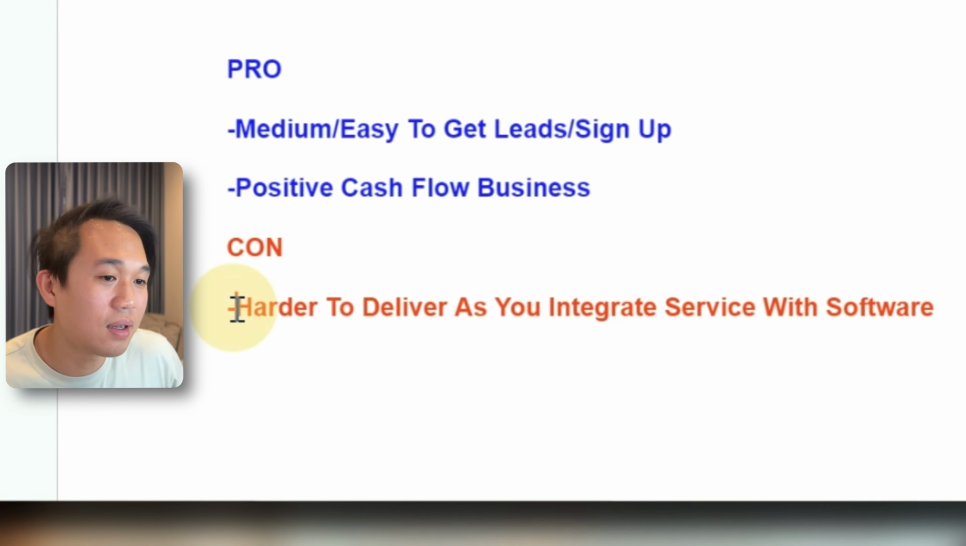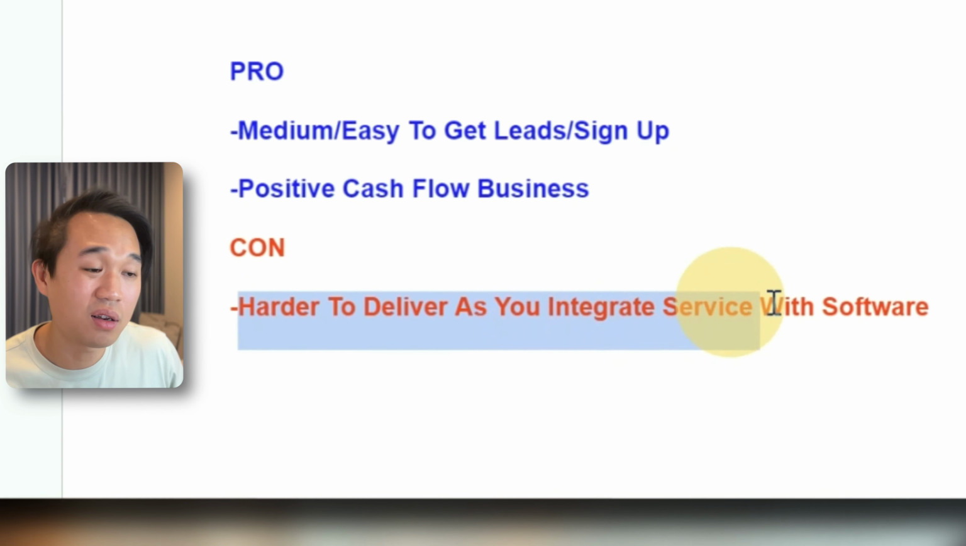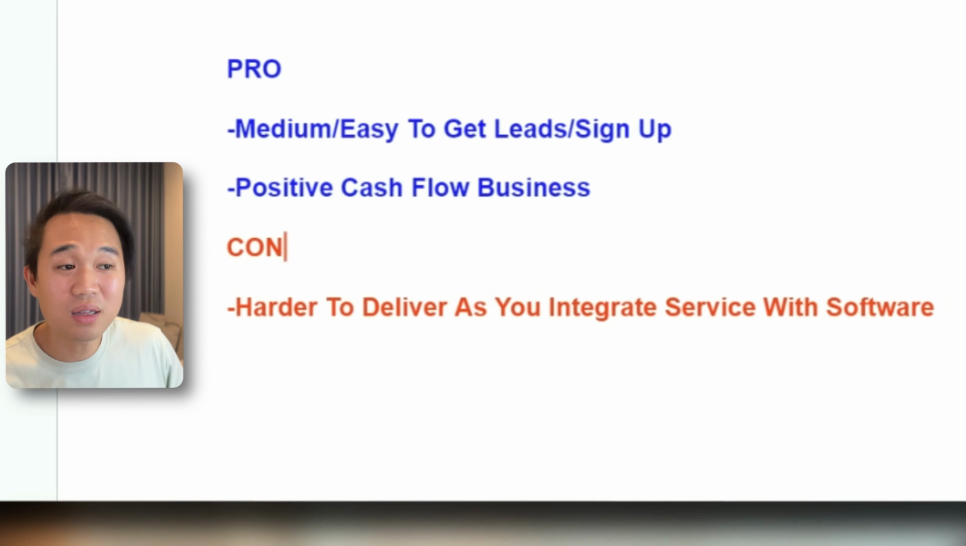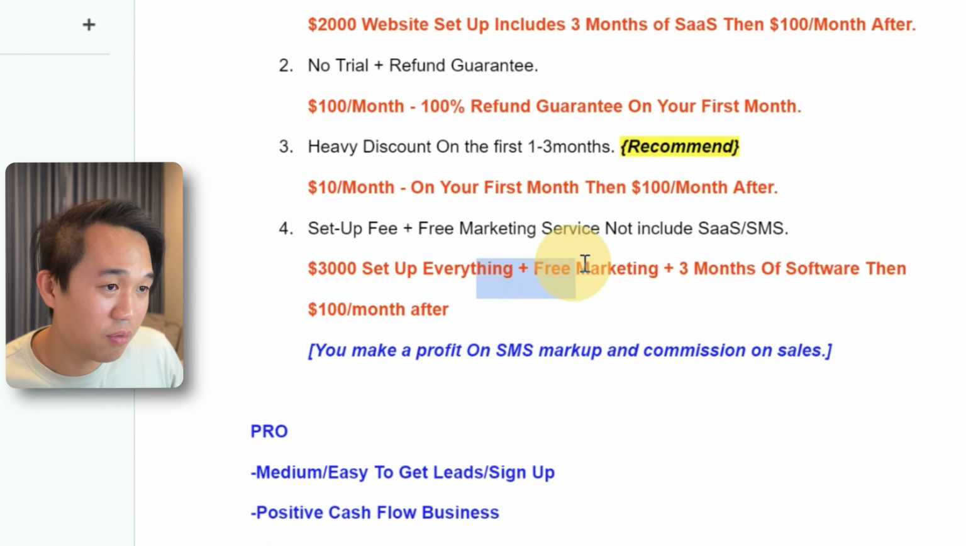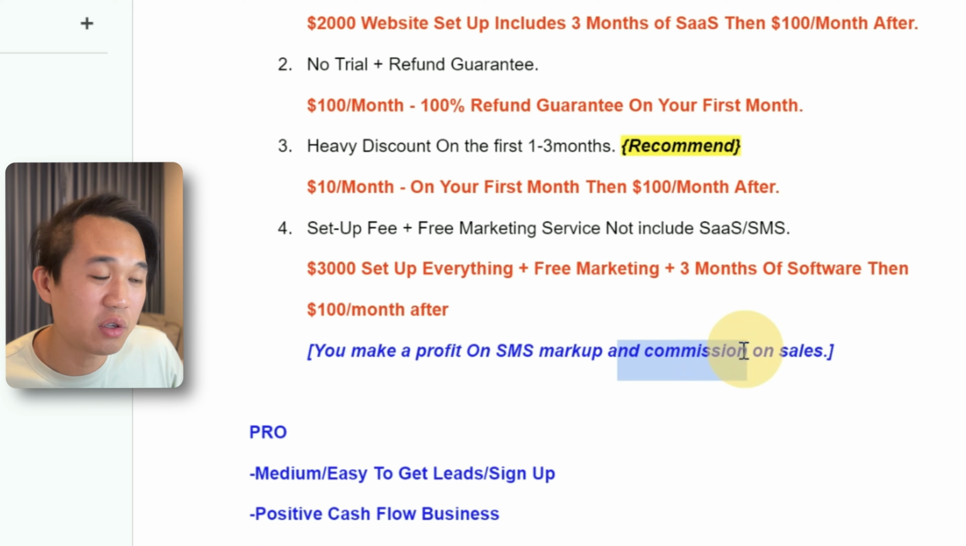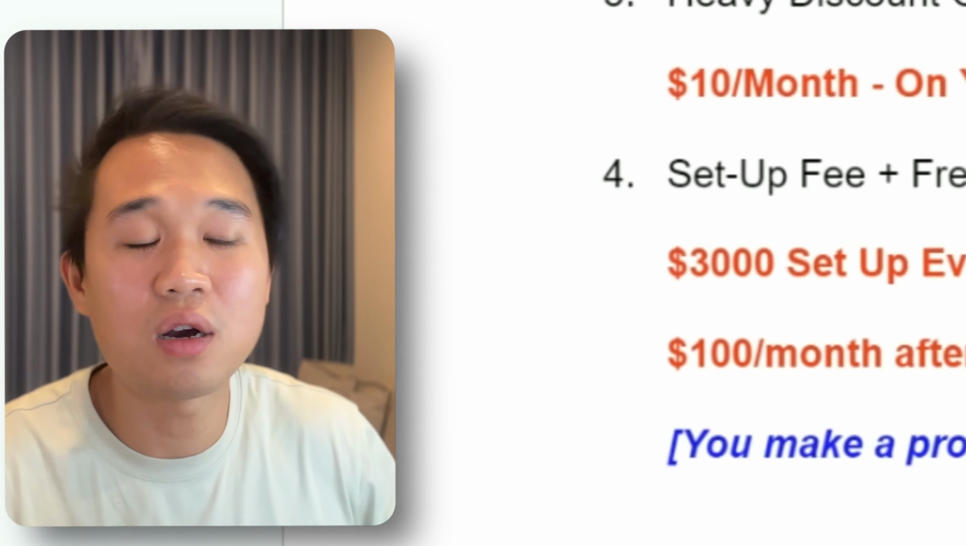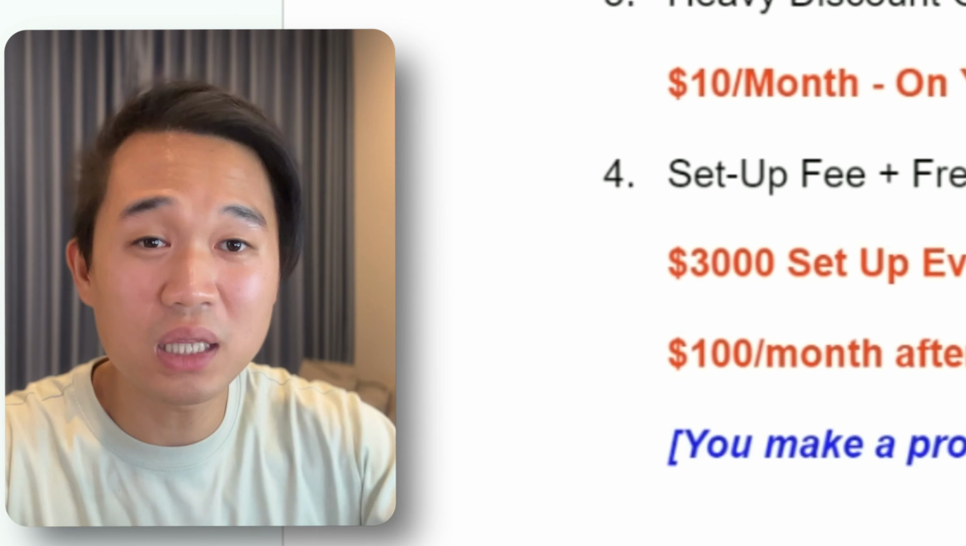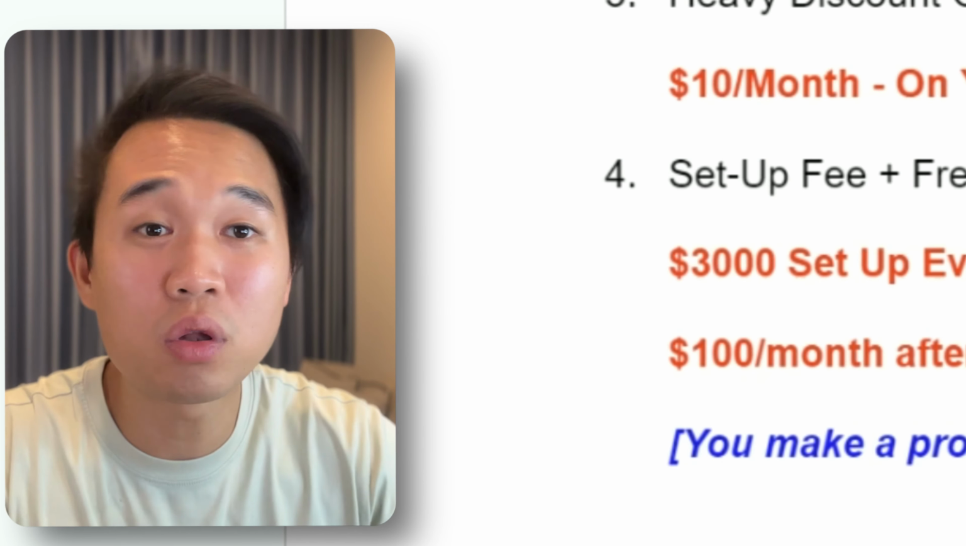Now, the con to that is that it's harder to structure and deliver a lot of your service. For example, like I said, for option number 4, you're going to be offering a free marketing service, and then you're going to need a way to track when they actually close the sale. So it's not easy to set up. You're going to need some sort of system, team or mentor behind you to make sure that you have this structure in place and you can deliver it in the most profitable way.